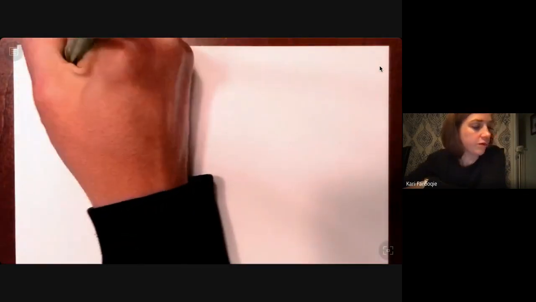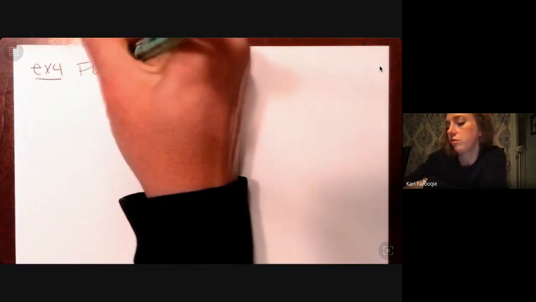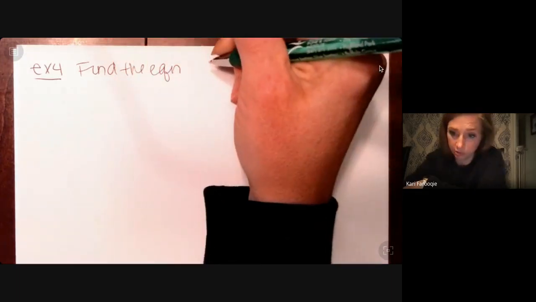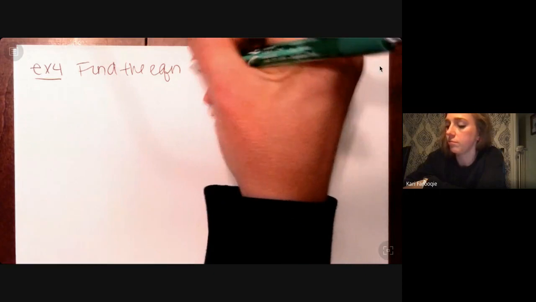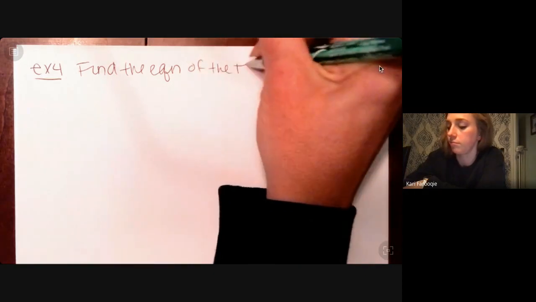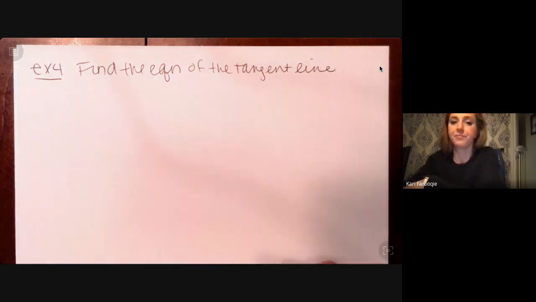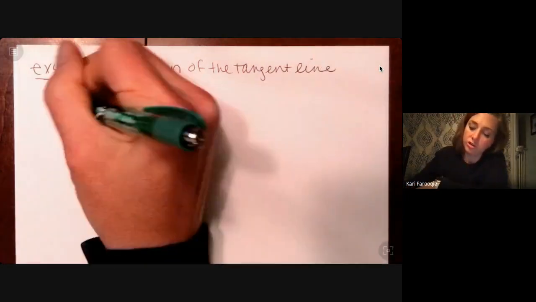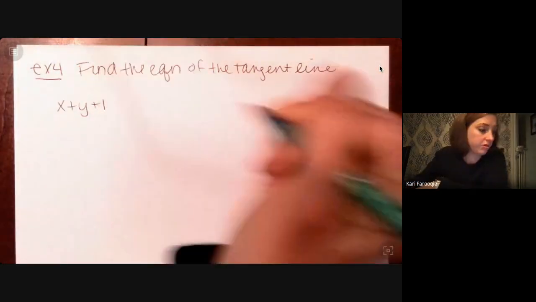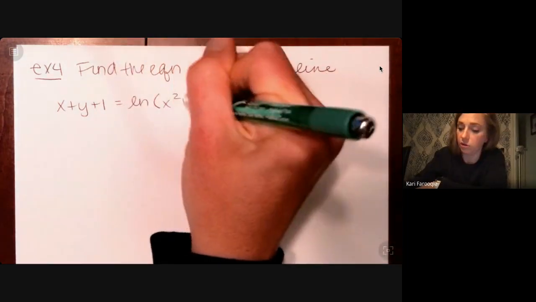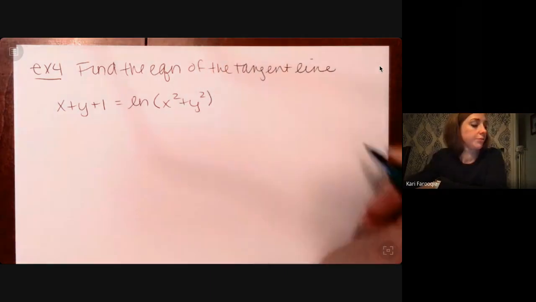Example 4. Find the equation of the tangent line. And yes, I know we already did this, but we didn't do it with implicit differentiation yet. Your equation is x plus y plus 1 equals the natural log of x squared plus y squared.